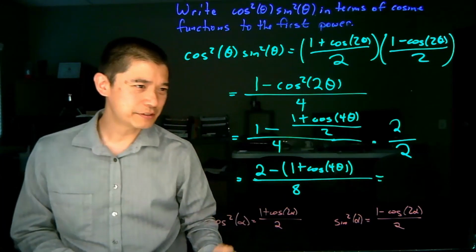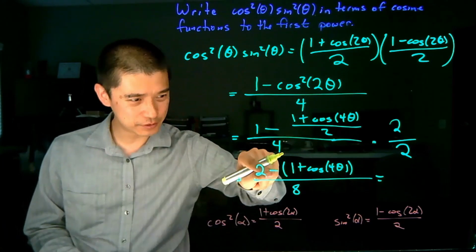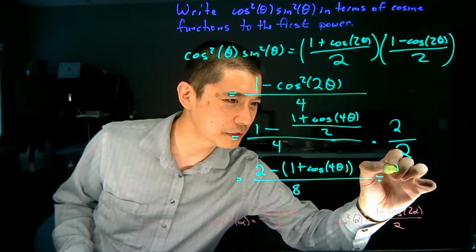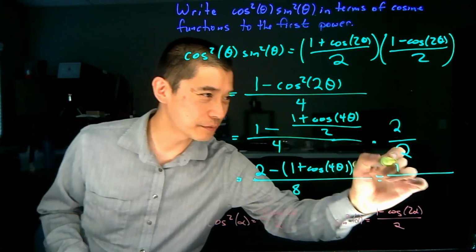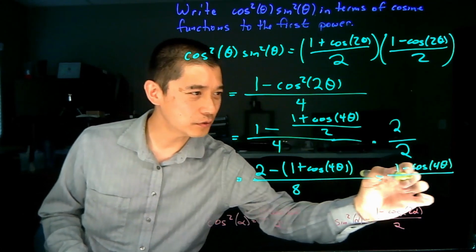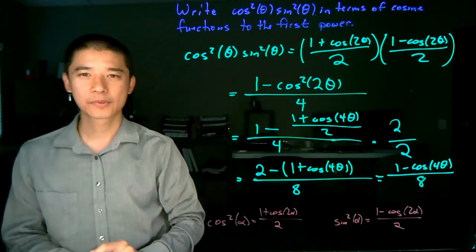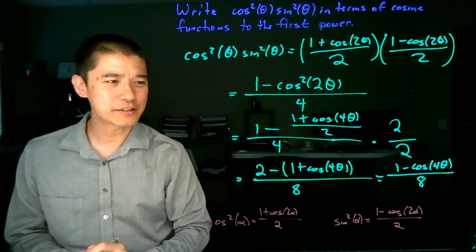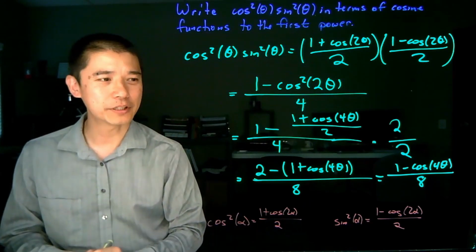A little bit of simplification here. 2 minus, well, the minus sign distributes, so 2 minus 1 is 1. And then the minus sign distributes, minus cosine of 4 theta, all over 8. And so this is an application of the power reduction formulas.